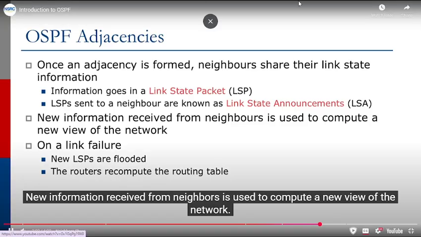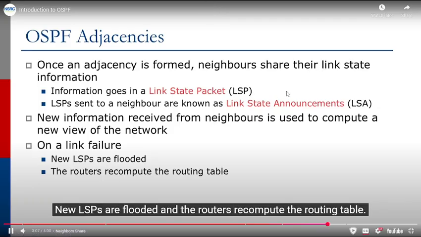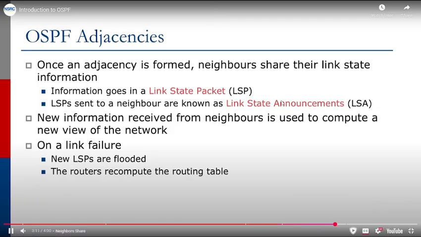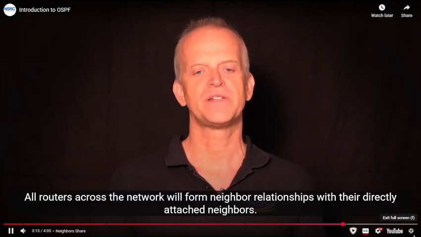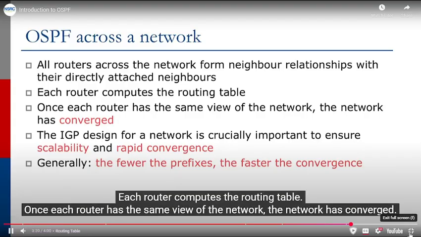New information received from neighbors is used to compute a new view of the network. New LSPs are flooded, and the routers recompute the routing table. All routers across the network will form neighbor relationships with their directly attached neighbors. Each router computes the routing table. Once each router has the same view of the network, the network has converged.